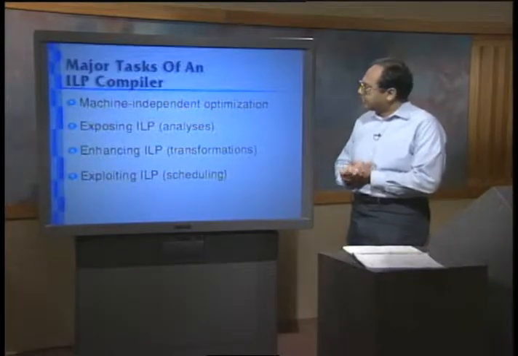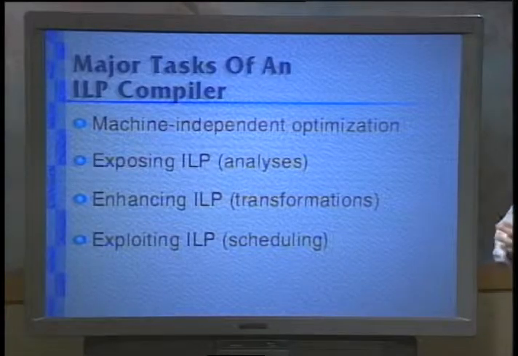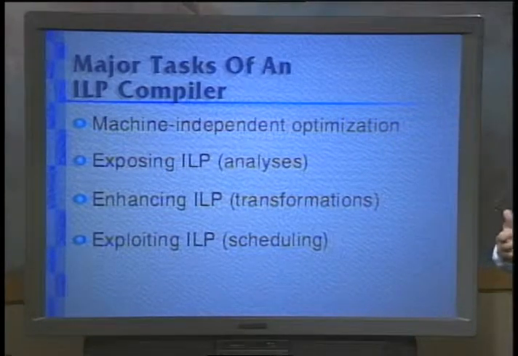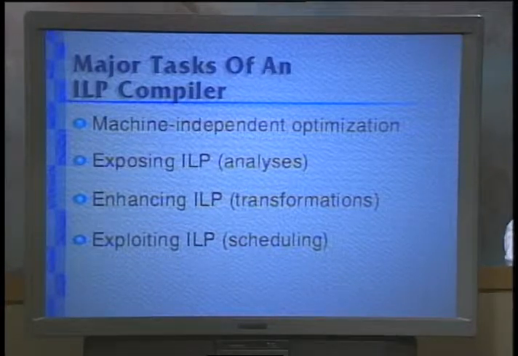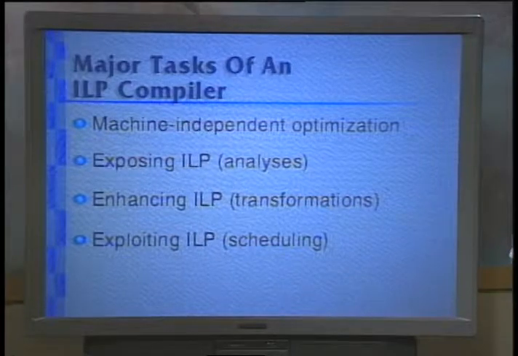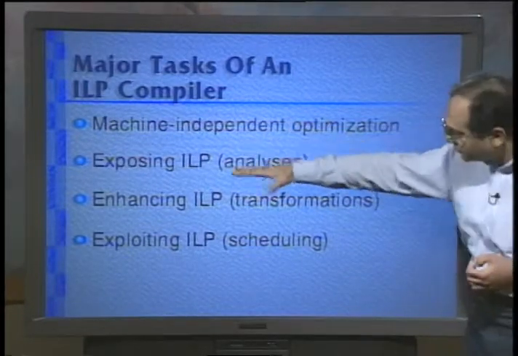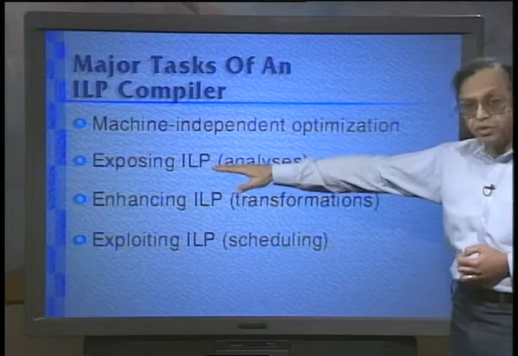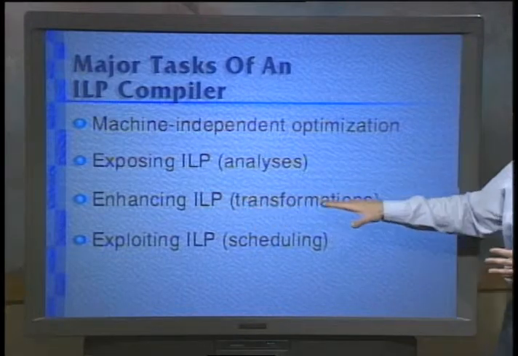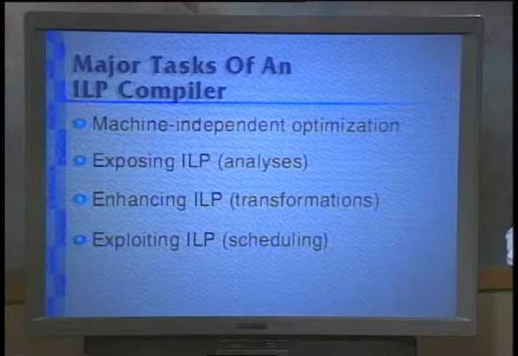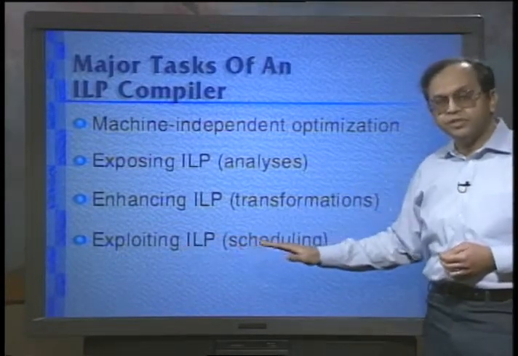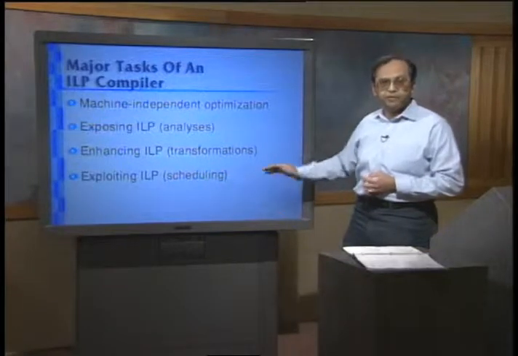So just to summarize what we've gone through so far, an ILP compiler most definitely assumes the existence of a state-of-the-art machine-independent optimizer. In other words, ILP is not an alternative or a substitute for optimization. It builds upon it. But over and beyond that, we have these three additional activities: exposing ILP, which is primarily one of analysis; enhancing ILP, which is primarily an issue of transforming the program into a different, more parallel form; and then finally exploiting ILP, which is essentially a task of scheduling and register allocation.